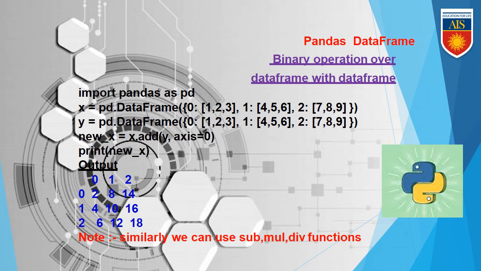Binary operation over a data frame with a data frame. Import pandas as pd, x equals pd.DataFrame, field and information we will provide, then another variable as y, and there also we will provide the same information as we have given earlier. Next, new x equals x.add(y, axis=0). So that means x and y are going to be added, and it will continue from the 0 index.